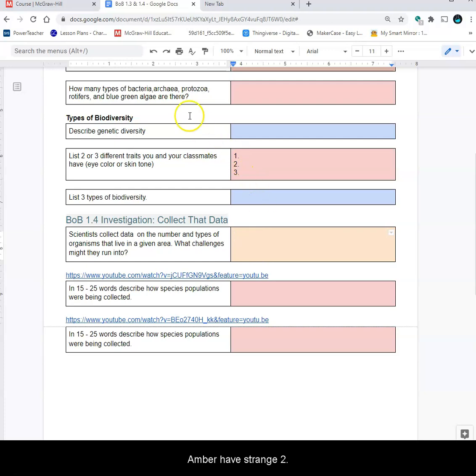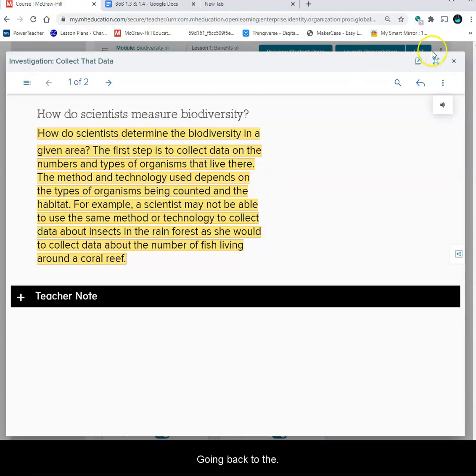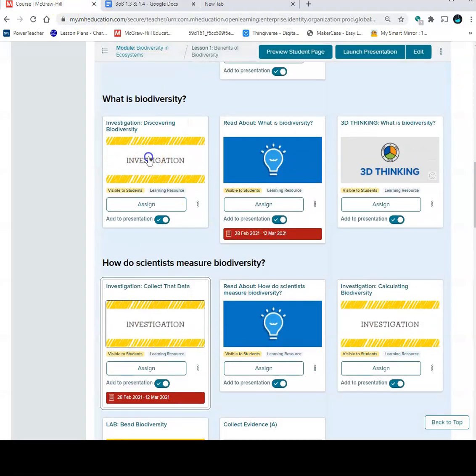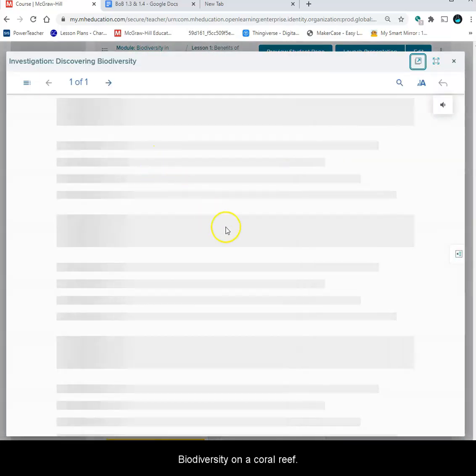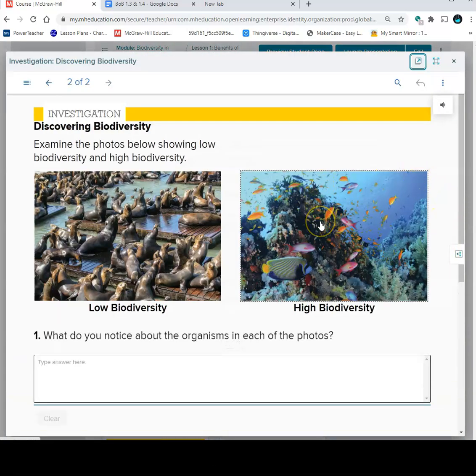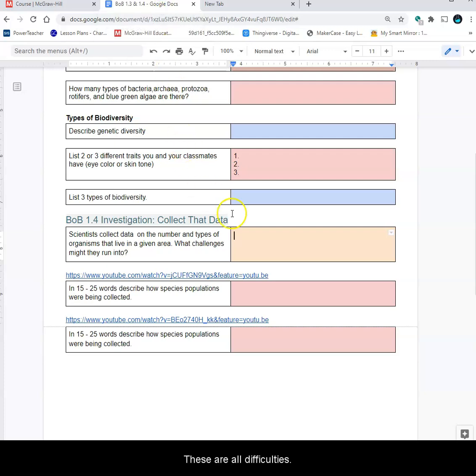And perhaps, going back to the biodiversity on a coral reef, it might be pretty difficult trying to count all of the fish that are right here, as they all look pretty similar. And being underwater in a coral reef might not be easy to get an accurate count. So these are all difficulties that we can run into.